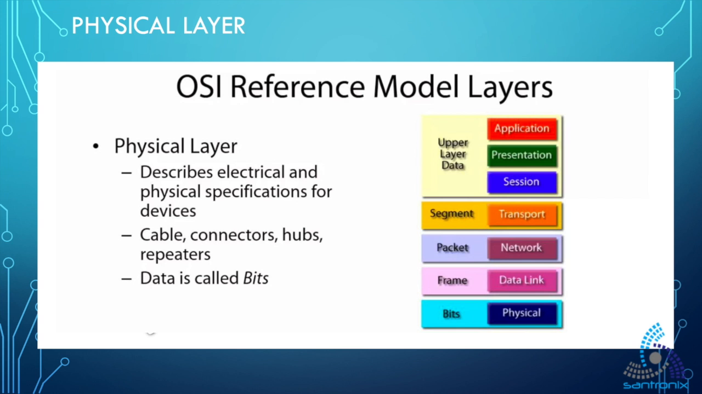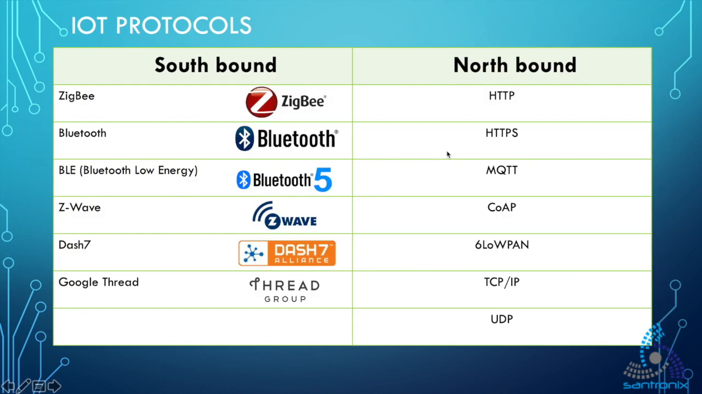So this is about the OSI reference model. Now once this is clear to us, we know how the communication basically gets established. So let's move next. Let's now talk about the IoT protocols. There are two kinds of protocols we are going to learn today. Basically, one is southbound protocols, and the other is northbound protocols.